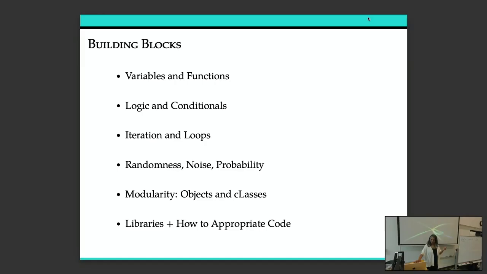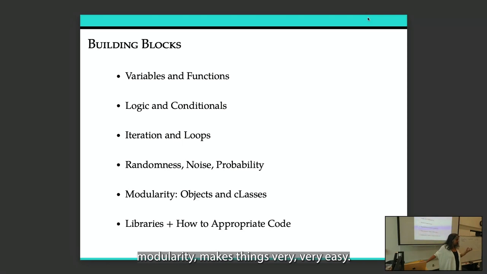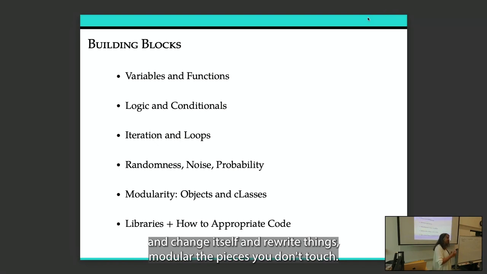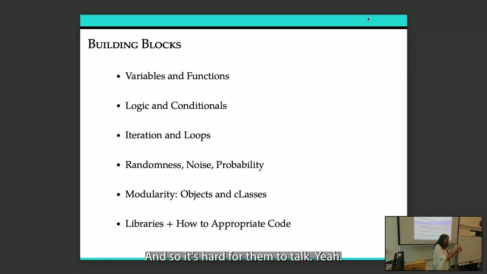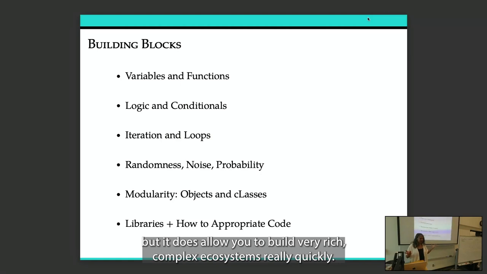At about when Java came out, it was kind of revolutionary. Everybody moved to object-oriented programming because modularity makes things very, very easy. It does make some things really hard, and maybe you'll talk more about what it makes hard, or you're not going to touch functional programming a little bit. But for example, if you wanted a program to evolve and change itself and rewrite things, modularity means pieces you don't touch, and so it's hard for them to talk. Yeah, so I'm not a huge fan of it for certain kinds of problems, but it does allow you to build very rich, complex ecosystems really quickly.